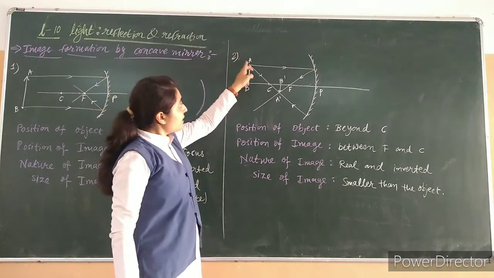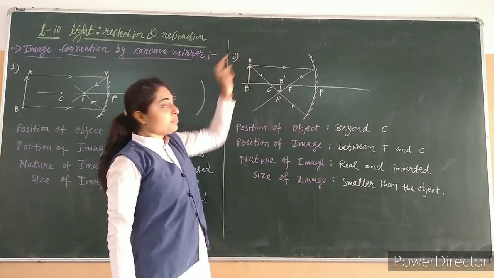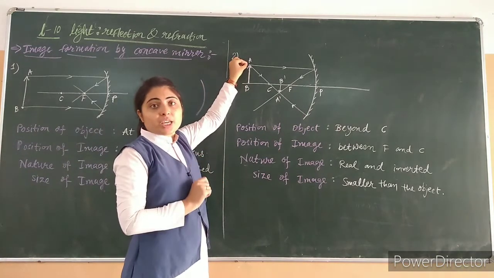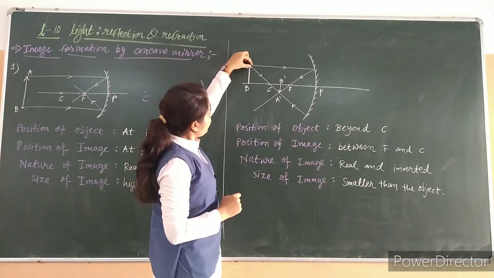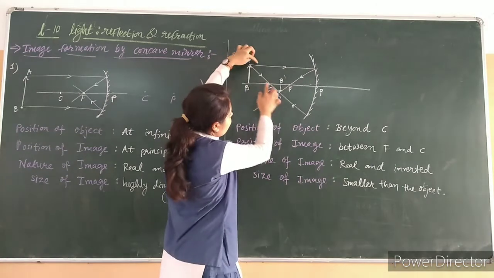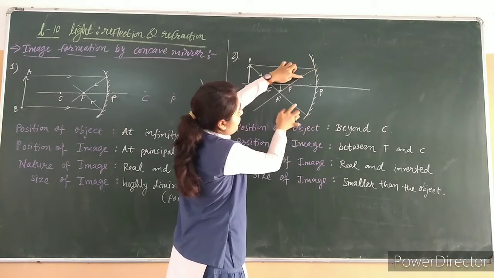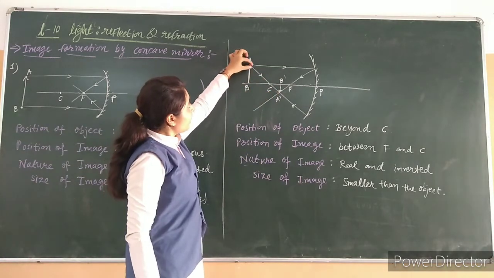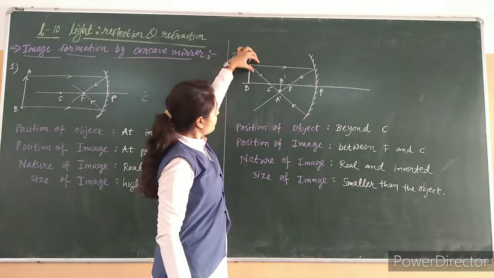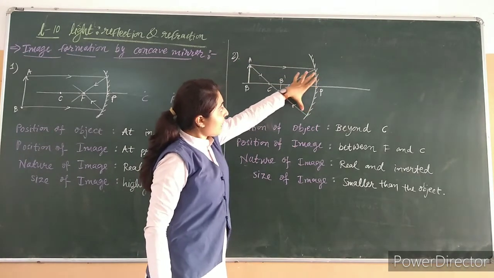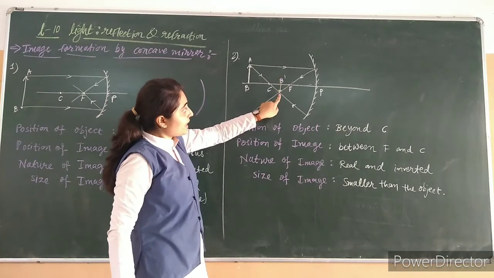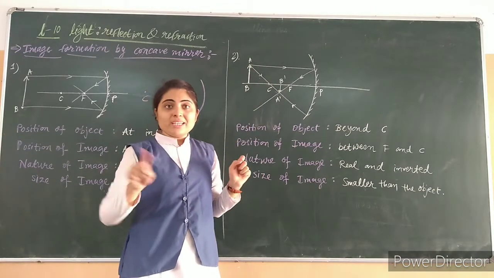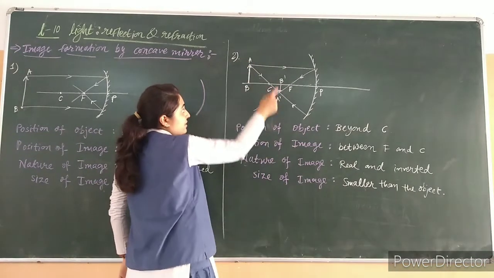If the ray is passing through C, then it reflects in the same direction. Where will the image of point A be formed? A ray incident on the mirror, after reflection, meets at this point. Are you getting the idea? So at this point the image of A will be formed. We call it A prime. Image of A is A prime.